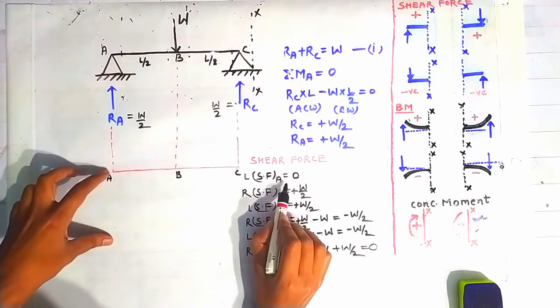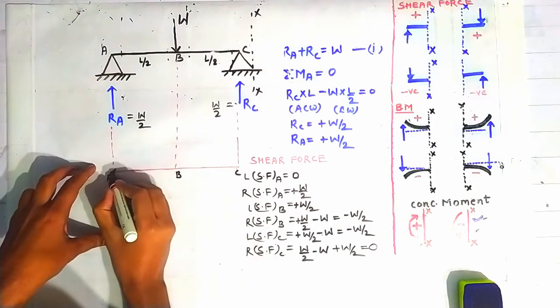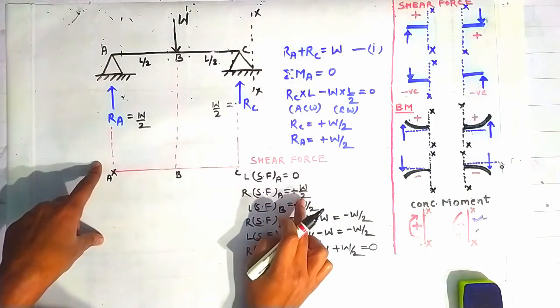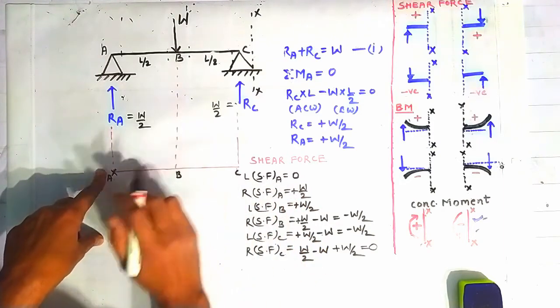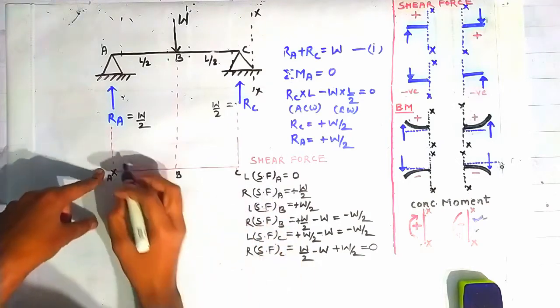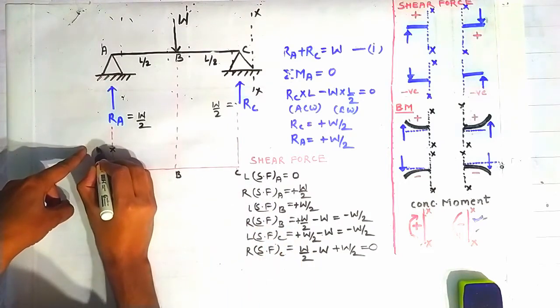So the shear force on the left side of the point A is 0. So marking 0 here. And shear force on the right side of the point A is plus w by 2, and plus lies above this line, plus things all lie above this line. So our reaction on the right side of the point A will be equal to plus w by 2, going upward.